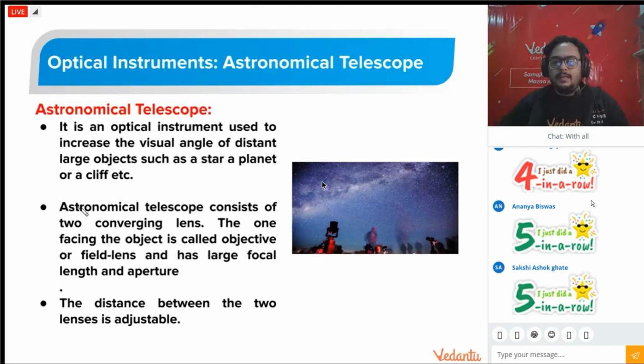Let us look at the final instrument, and that is the telescope. What is this telescope used for? To look at the stars, चांद सितारे देखने का अगर आपको शौक है. Basically, it is used to look at things very, very far away.